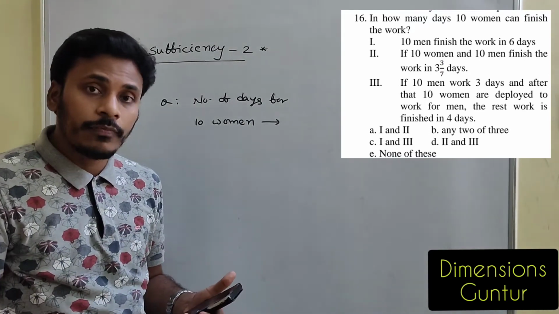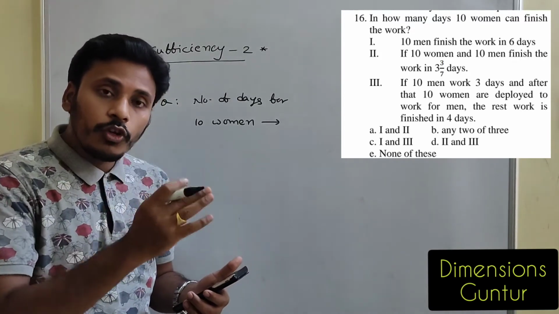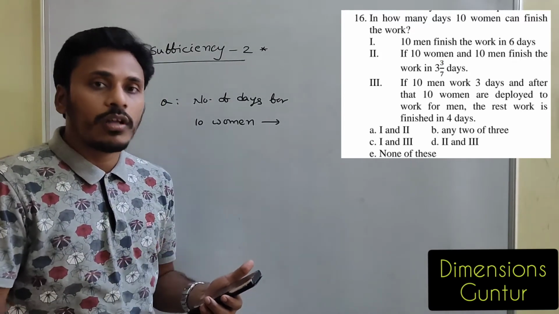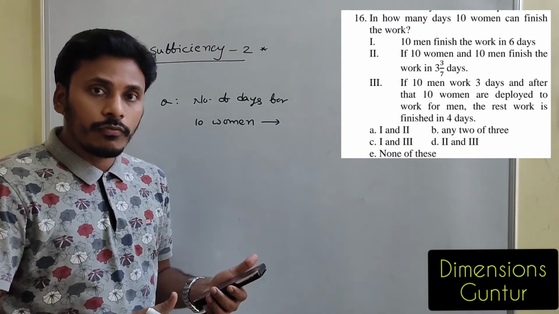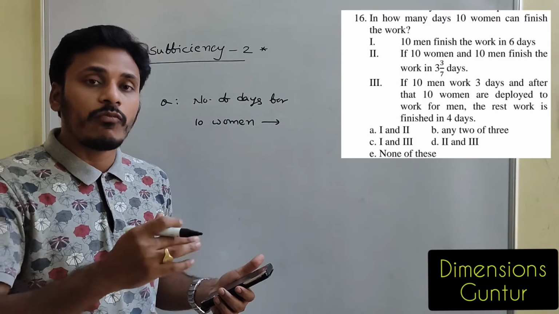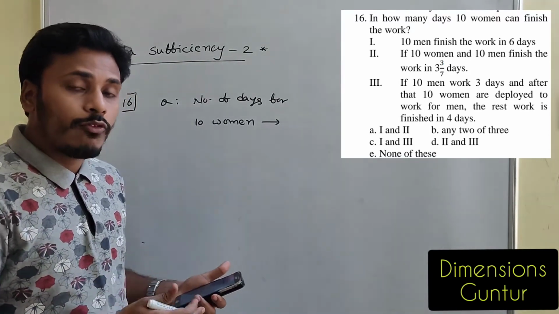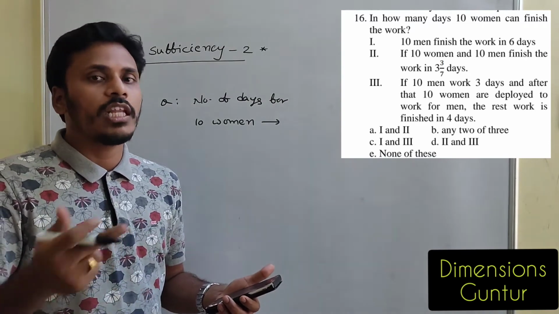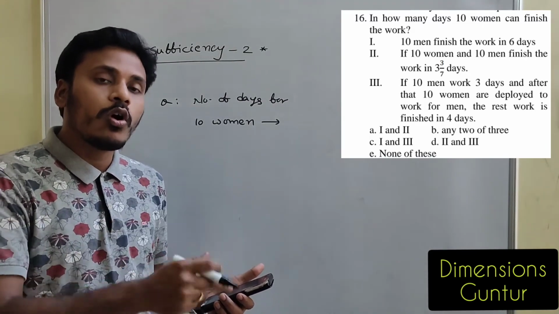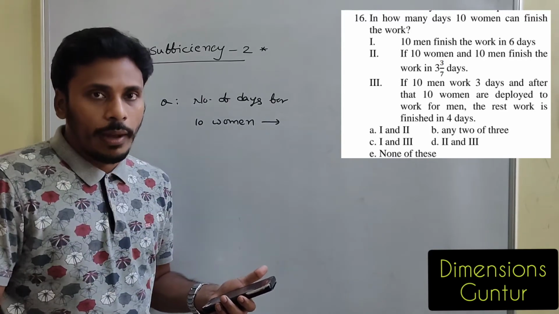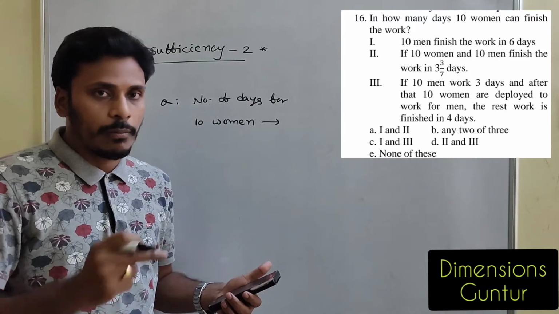How can we find it? See, we have a general logic that if we know 1 day work, then its reciprocal is the number of days. Is it clear? We know it, right? If the 1 day work of a man is 1 by D or 1 by X, then the number of days is X. So for 10 women, if we know 1 day work, then easily we will find the number of days. For 10 women, first of all, if you know 1 day work of 1 woman, then we will get 1 day work of 10 women, then we will get the number of days.